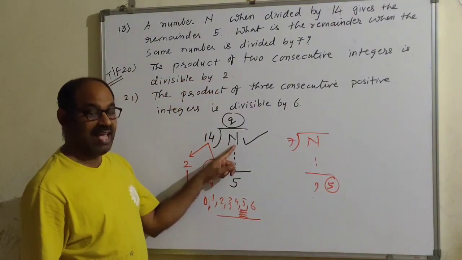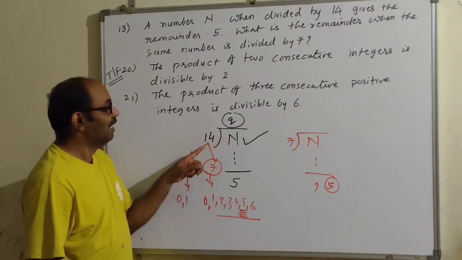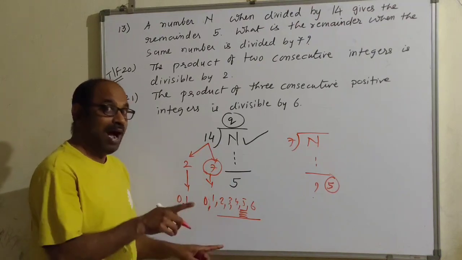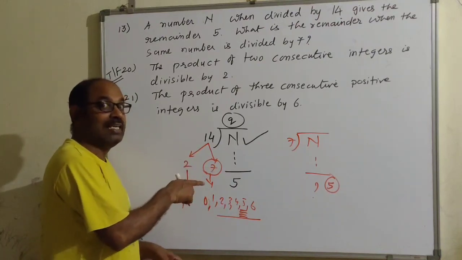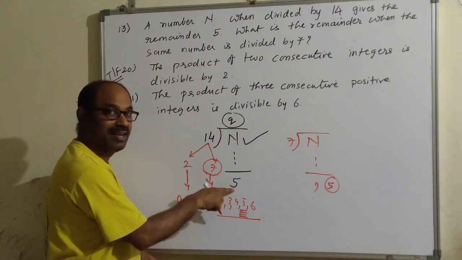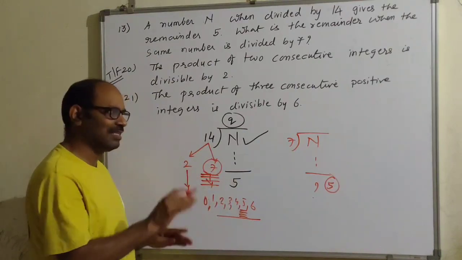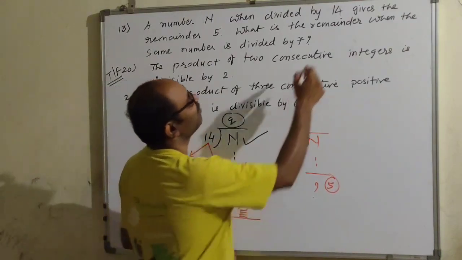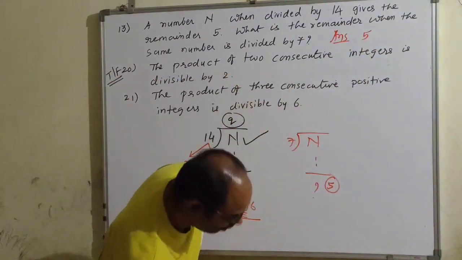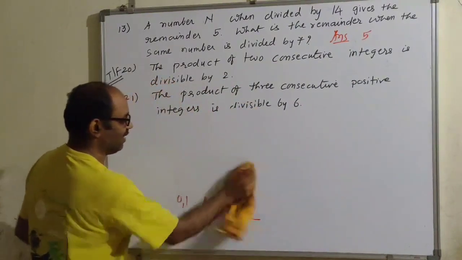If you divide n by 14 and get remainder 5, you should get the remainder 5 when dividing n by 2 and 7 also, provided that the divisor you choose is bigger than the remainder. Now 2 is not bigger than the remainder, but 7 is bigger than the remainder. So when you divide by 7, you can get remainder 5. You will get the same remainder 5. So the answer is 5. Clear? Okay. Fine. Slightly difficult, but you can understand it.